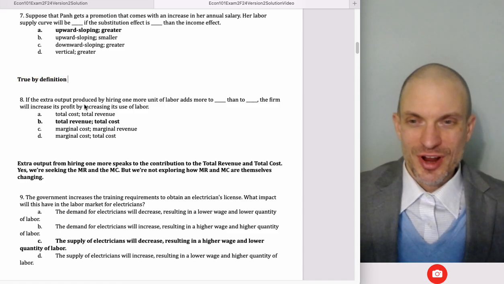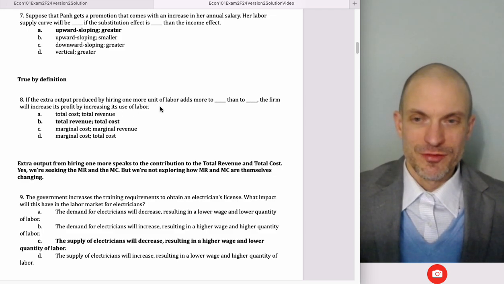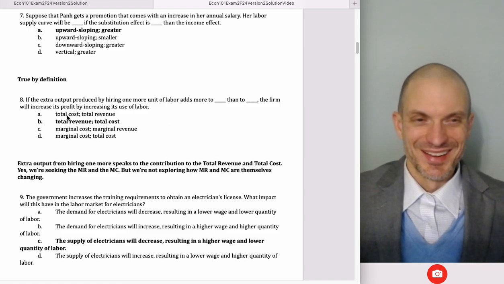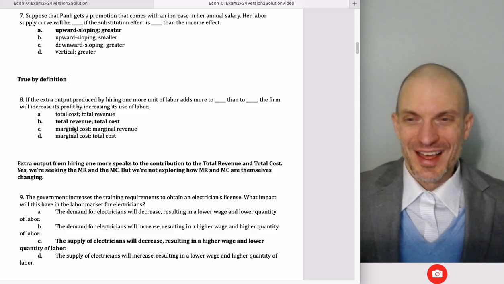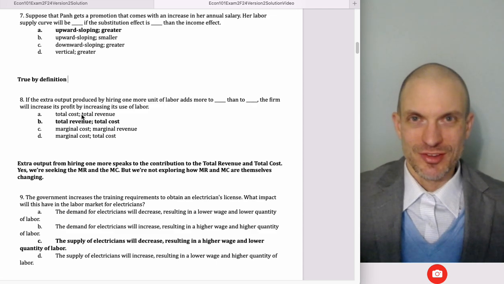All right, so if extra output produced by hiring one more unit of labor adds more to blank than to blank, the firm will increase its profit by increasing the use of labor. The answer here is if the extra output adds more to total revenue than to total cost, you increase profit by increasing use of labor. You might have accidentally wanted to say it adds more to marginal revenue than to marginal cost. Fortunately, for those who might have been misled, I did not order them in that way. If I would have flipped these, that would have been a serious conversation.